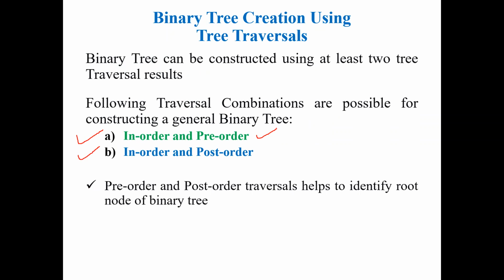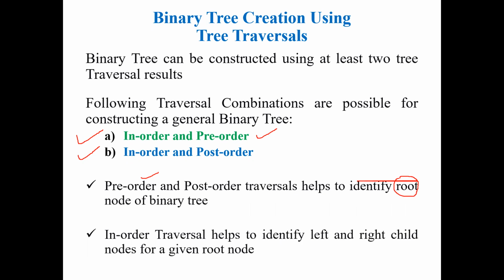So how can we construct it? Before that, what do these traversals tell us while constructing the binary tree? The pre-order and the post-order traversals will help us identify the root node of the binary tree, or at any particular step, what will be the root node out of the chosen respective nodes. Then the in-order traversal will help us identify the left and the right child nodes for a given root node. If we know a given root node, we can identify its left subtree and right subtree by use of the in-order traversal.